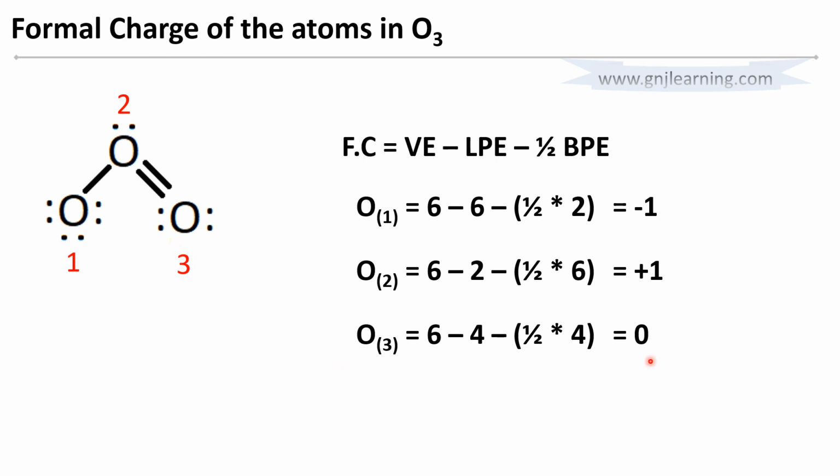Which means its formal charge is 0. Now you add all the formal charges of all the atoms: -1 + 1 + 0, which will be equal to 0. Now what is the charge of the molecule? The charge of the molecule is equal to 0. So that is what we are getting here. This is the last confirmation to see whether you have done it correctly or not.